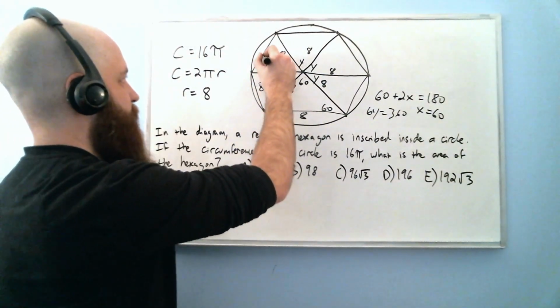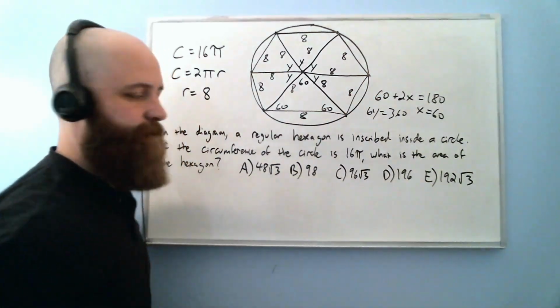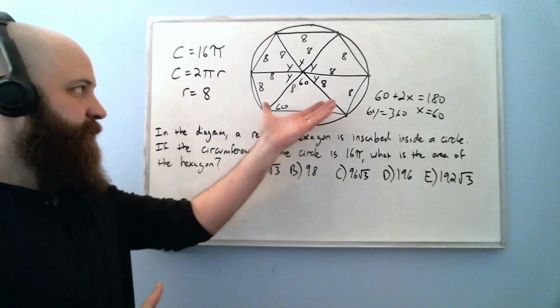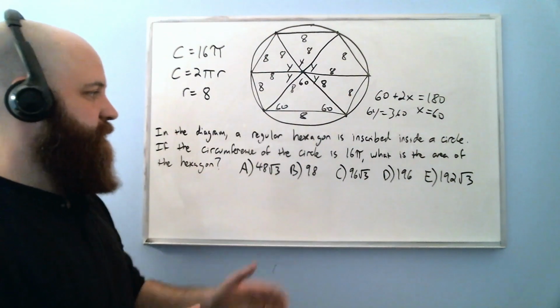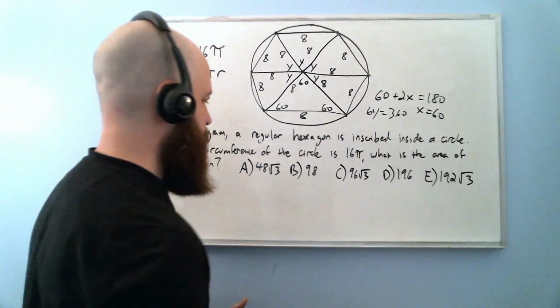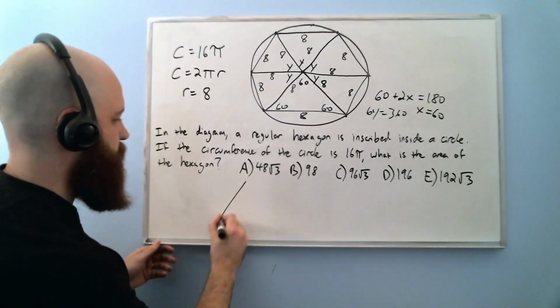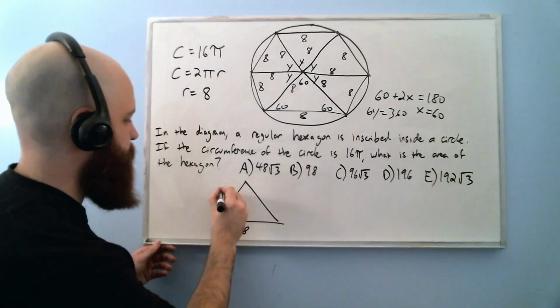And again, we said all these triangles are the same. So what do I have here? I've got 6 equilateral triangles, all with a side length of 8. So if I can find the area of an equilateral triangle with a side length of 8, that'd be great. I could multiply that by 6. That'll give me the area of the hexagon. Okay, so how do we do that? Let's think through an equilateral triangle and how to find its area.